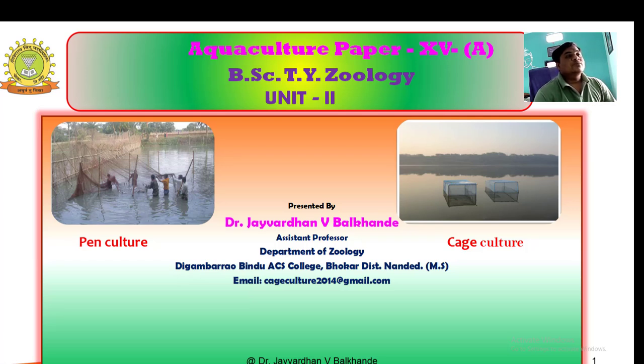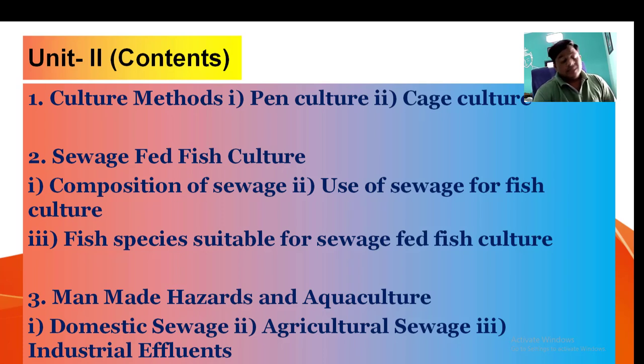Today we are going to start paper number 15A, the second unit of this paper, that is aquaculture, for semester 6. Okay, so friends, see here, in this unit we are going to study the culture methods. In that we are going to study pen culture, or we discuss cage culture, what is pen culture, what is cage culture. Then the second point in this unit is sewage fed fish culture.